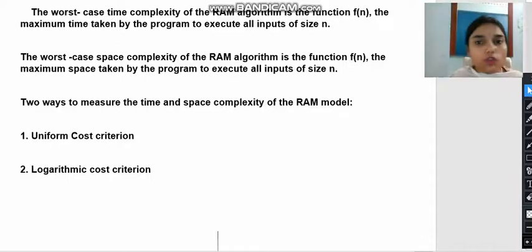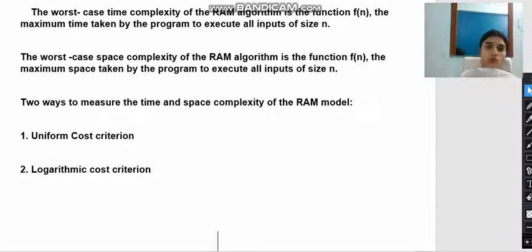To the second session of today's lecture. We were discussing the time complexity and the space complexity of the serial model of computation, which is the RAM model. The worst case time complexity of the RAM algorithm is the function f(n), the maximum time taken by the program to execute all inputs of size n, and the worst case space complexity of the RAM algorithm is the function f(n), the maximum space taken by the program to execute all inputs of size n.